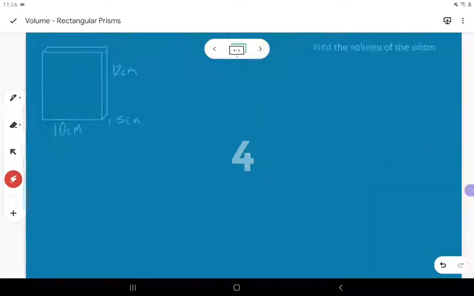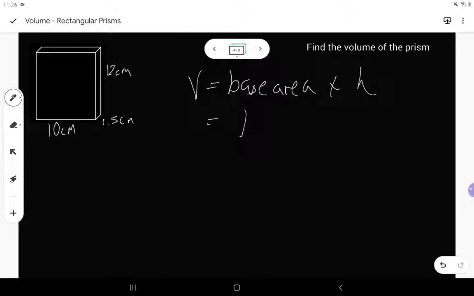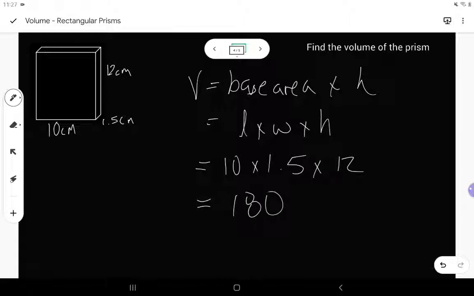Okay, let's do another one. What about if there's decimals involved? Does our process change? Well, our volume would start off as base area times the height, and if we look at this, it's a rectangular prism. The area then is going to be of a rectangle, and so I'm going to go length times width times height, and that's 10 times 1.5 times 12. 10 times 1.5 is 15, and 15 times 12 is 180.